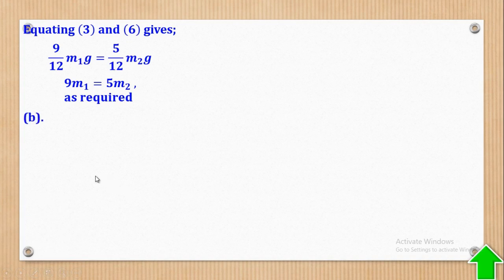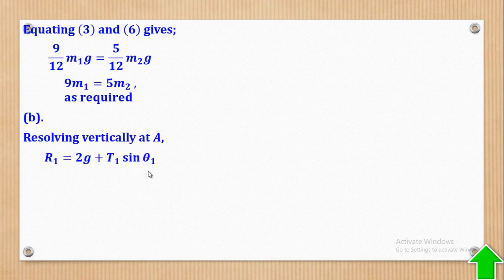So now we shall go to part B, where they want the value of M, given that the coefficient of friction at point A is a quarter. So what we are going to do, we shall go at point A and resolve both vertically and horizontally. So when I resolve vertically, I'll come up with R1 is equal to 2G plus T1 sine theta 1. Let's see how that comes about.